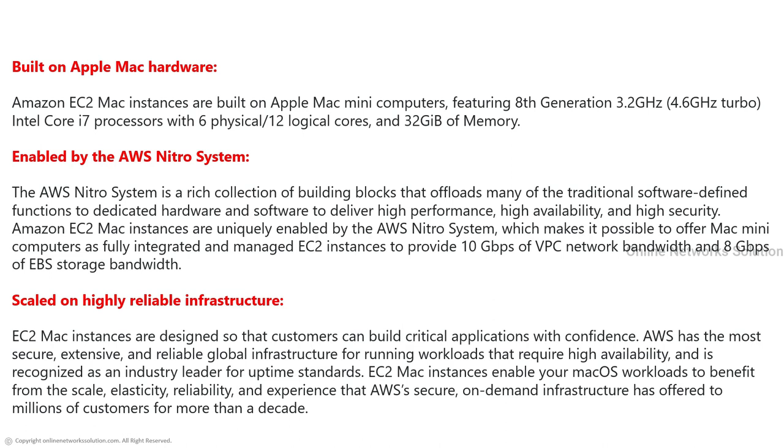The AWS Nitro system is a rich collection of building blocks that offload many of the traditional software-defined functions to dedicated hardware and software to deliver high performance, high availability, and high security. Amazon EC2 Mac instances are uniquely enabled by the AWS Nitro system, which makes it possible to offer Mac mini computers as fully integrated and managed EC2 instances, providing 10 Gbps of VPC network bandwidth and 8 Gbps of EBS storage bandwidth. Scaled on highly reliable infrastructure.